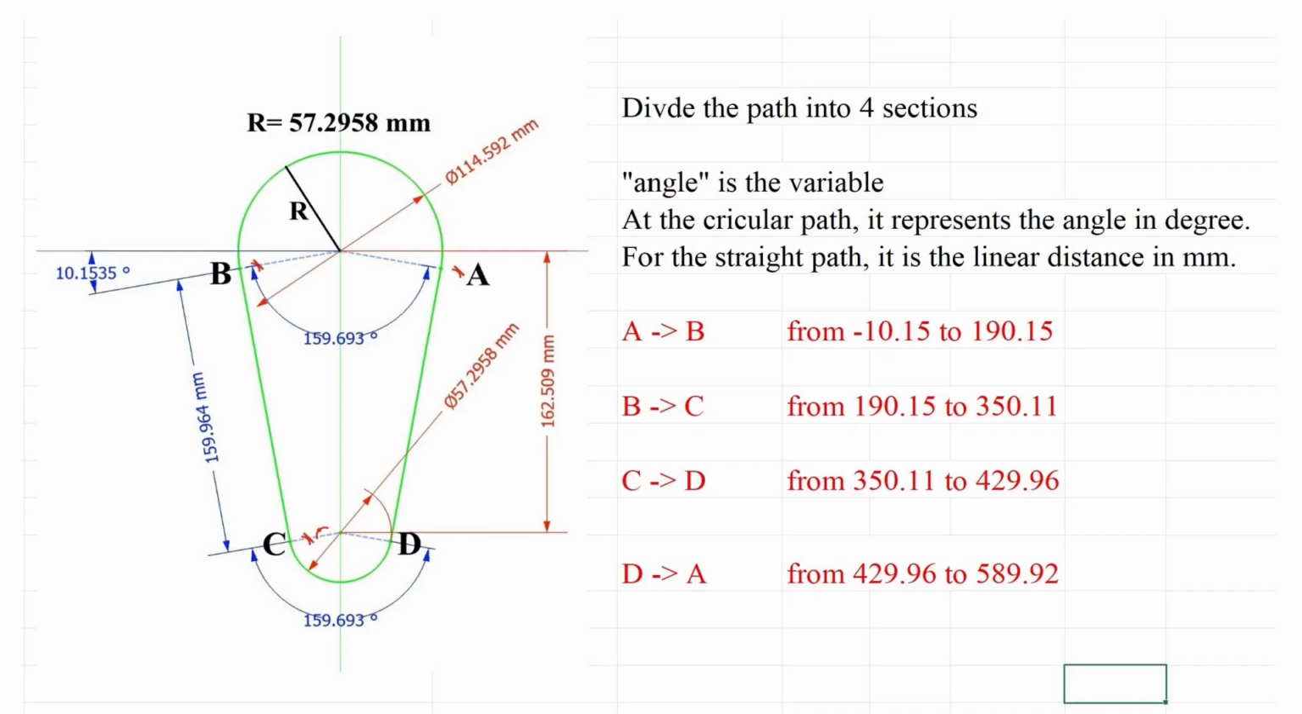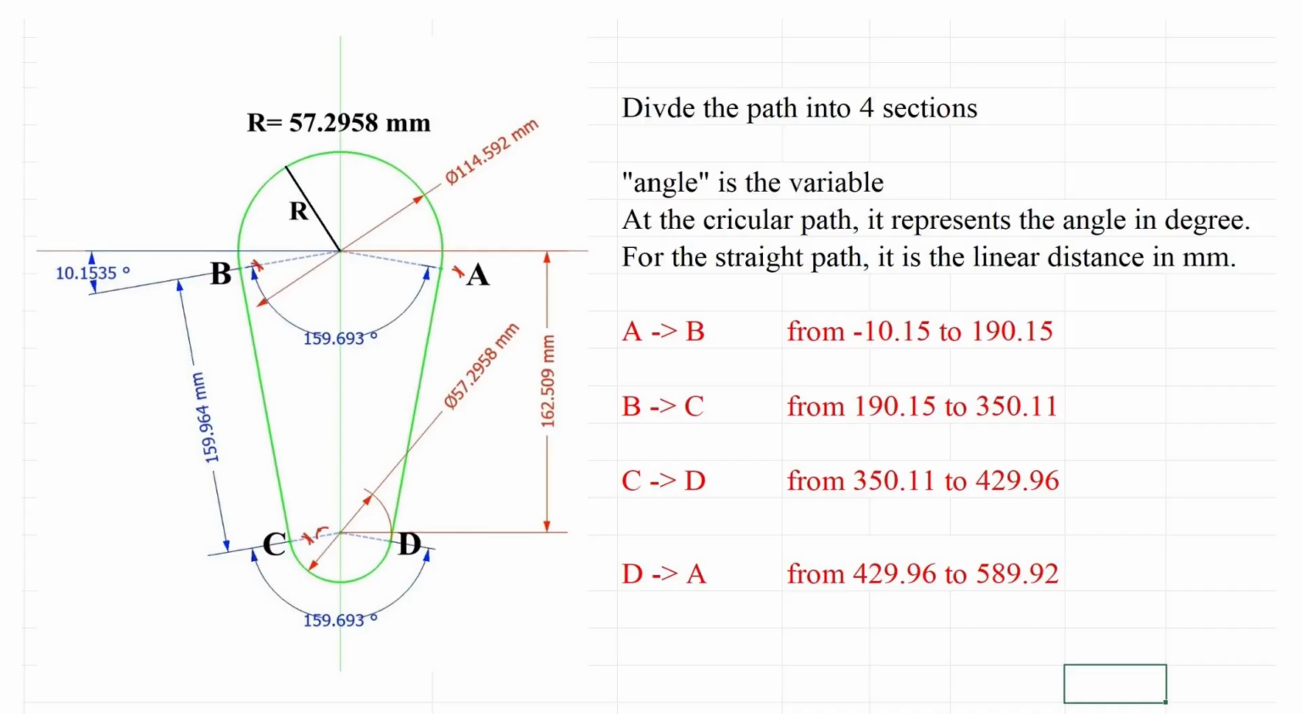But it refers to the linear distance within the straight path. In fact, you can treat it as the linear distance along the whole path. For the top circle, the angle sustained by the belt is 200.3 degrees. The linear distance is also 200.3 millimeters. But it is easier to explain it in terms of angle for the circular path section. From point A to point B, the angle is minus 10.15 degrees to 190.15 degrees.